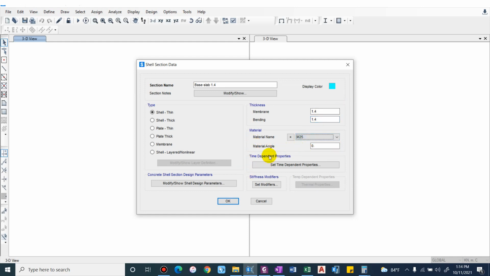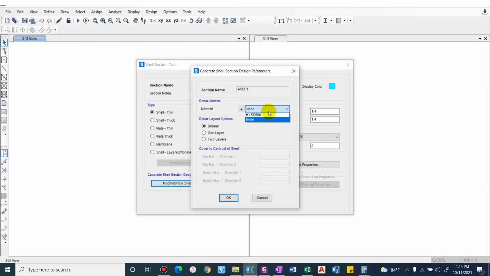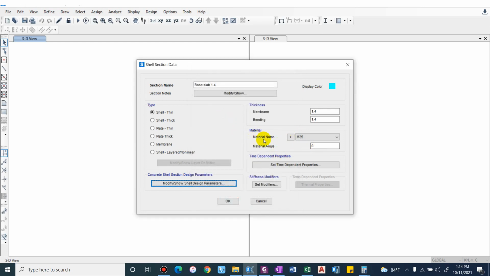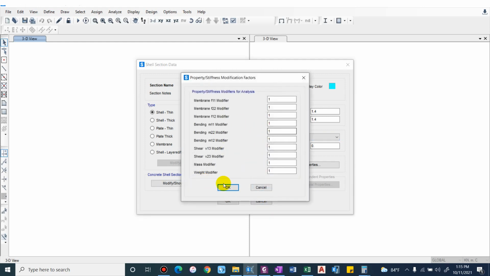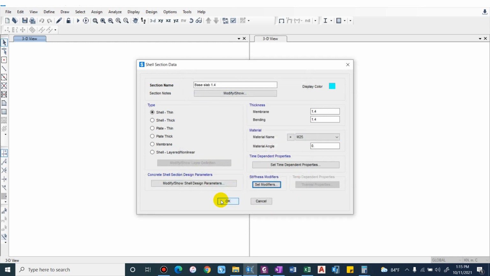Material name M20 and other things. That's why, we are not going to design using SAP, so it doesn't matter if we redefine these things or not. The only thing we have to consider here is material M25. If you want to modify anything over here, we will not modify it for now, and it will be shell thin.